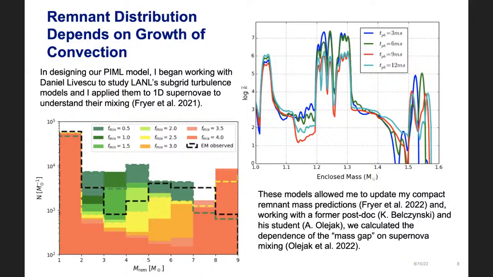So the growth of the convection is really important. Understand that when we do our calculations, we're not really resolving the convection very well, so we can be getting the growth wrong.